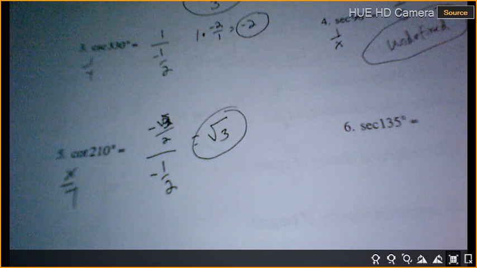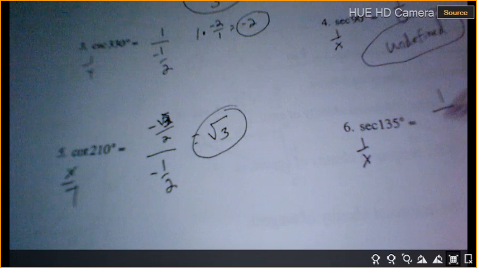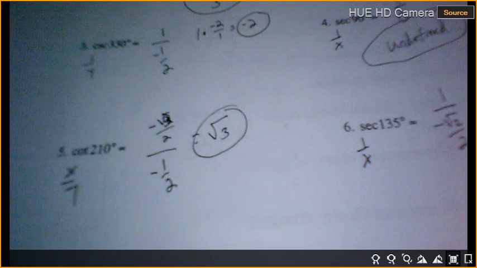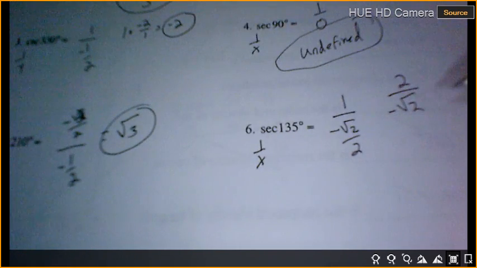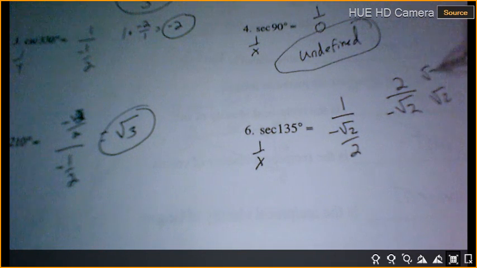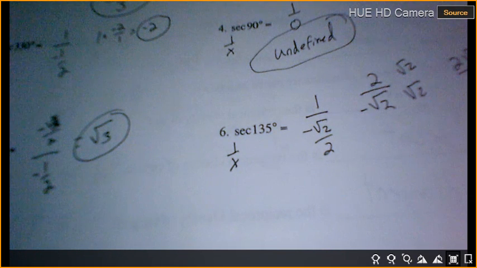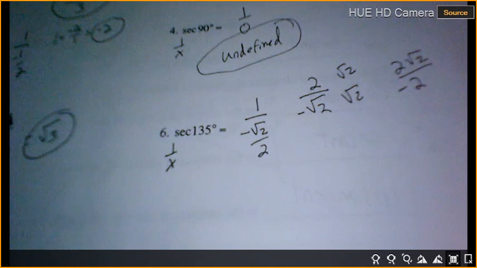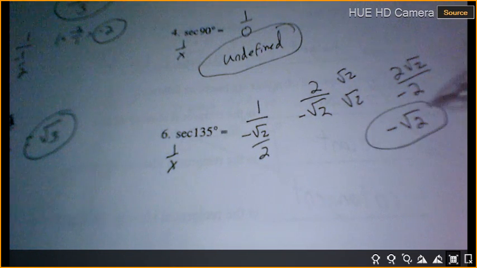Okay. Secant is 1 over what? 1 over x, so I go to 135. The x value for 135 is negative square root 2 over 2. When we divide by a fraction, what do we do? We flip it, yep. So we get 2 over negative square root 2. So then we have to multiply the top and bottom by square root 2. So we get 2 square root 2 over 2 times 2 is? Square root of 4 is? 2. Sorry. 2 divided by 2 is 1, right? Negative square root 2 is my answer.